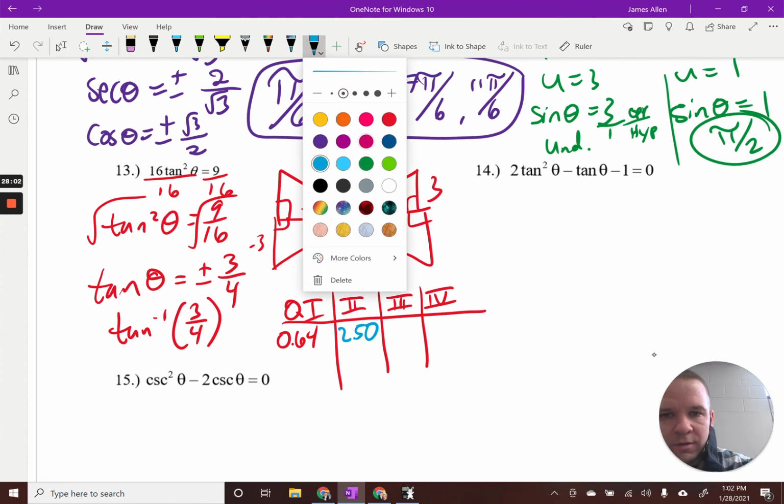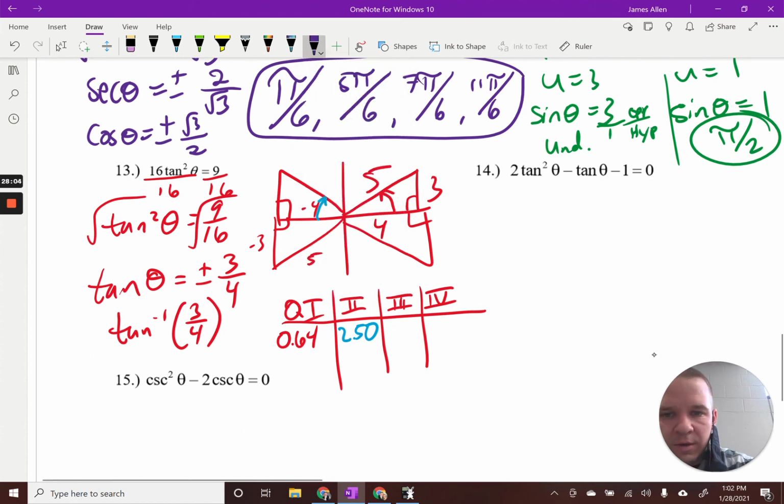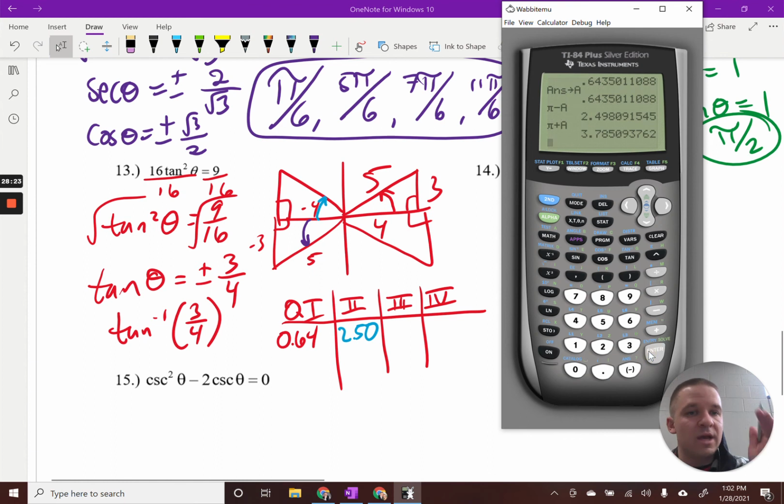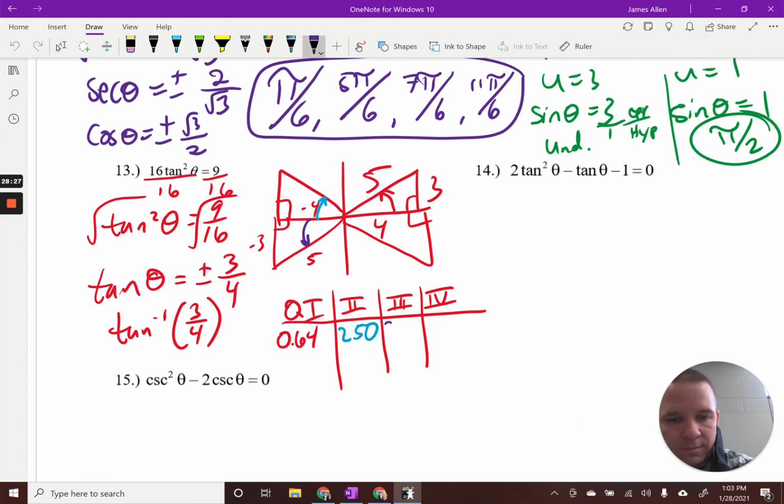All right, and then for my next one, I'll use purple here. I want to go past the pi. So I'm going to do pi plus the 0.64, or for me, I'm going to be doing the alpha A, using that store feature. We've used that before. It's pretty awesome. And I get 3.785, so 3.79.